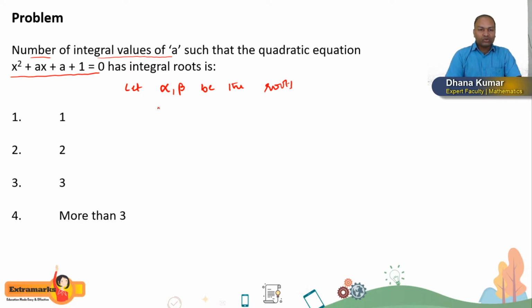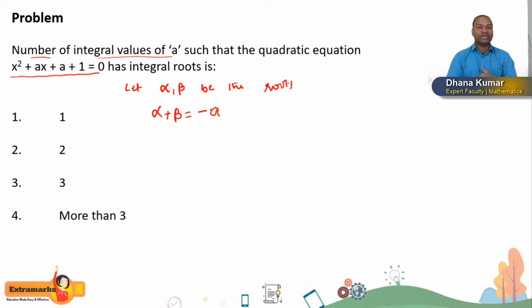Okay. Now sum of the roots. You observe that one. Sum of the roots formula is what? Actually minus x coefficient by x square coefficient. Correct na? Okay. Minus x coefficient how much? A.